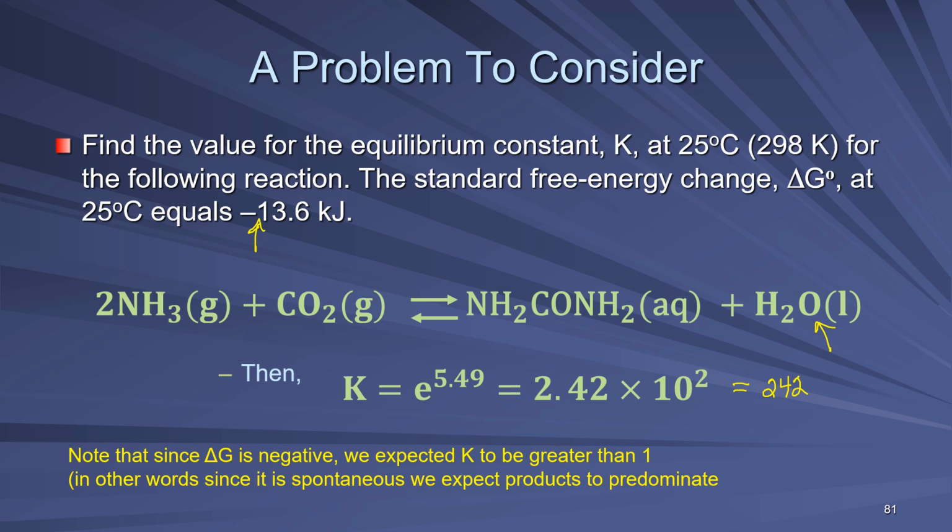If this was a much bigger negative number, negative 252, then this would be a much larger K value. Might be 10 to the 8th or something like that, very big. So they are related that way. And just notice that because delta G is negative, we do expect K to be greater than 1. So it's spontaneous and products predominate.